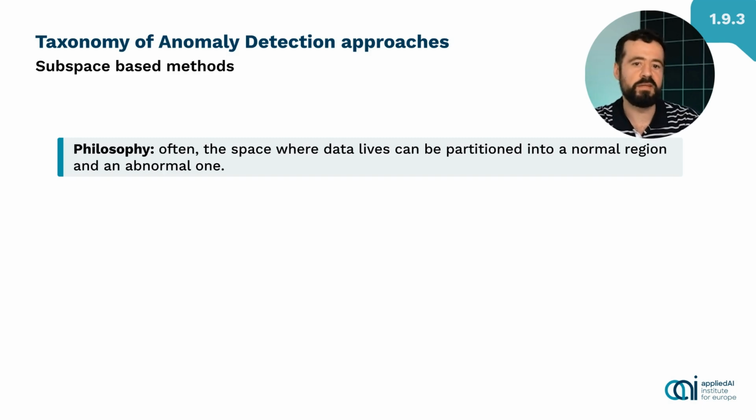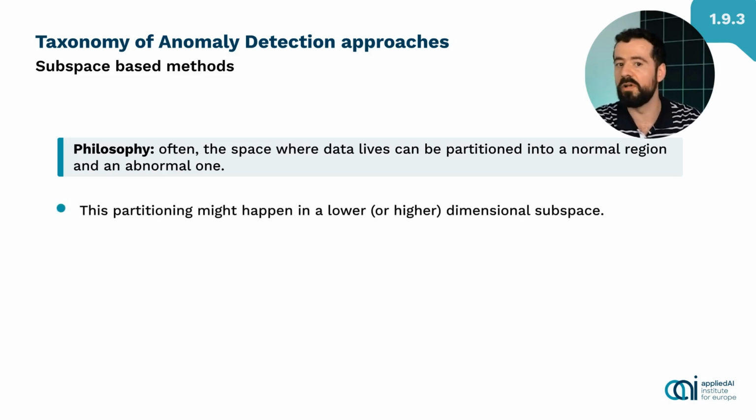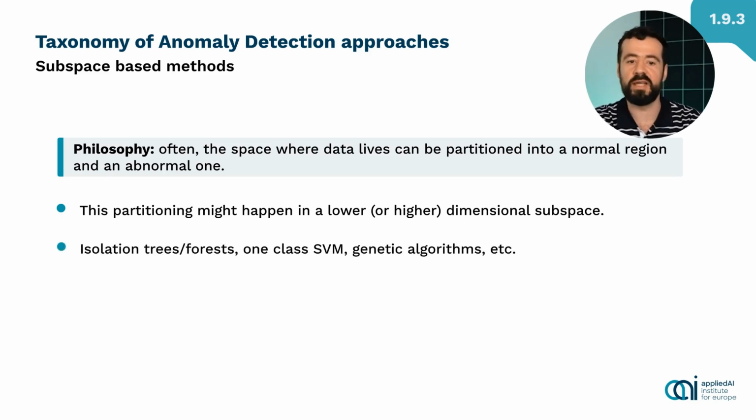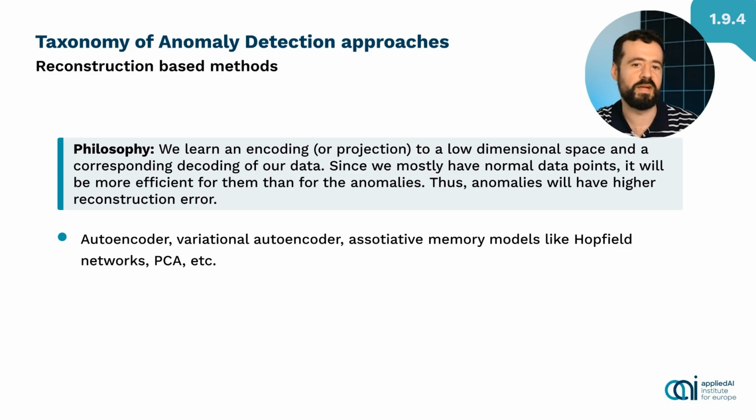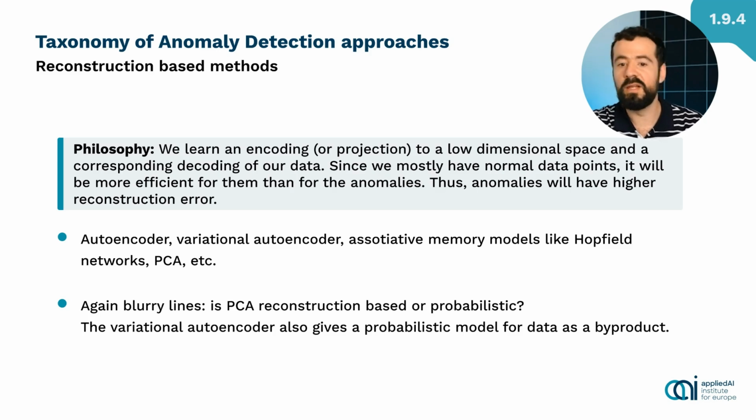Subspace-based methods follow the philosophy that the space where the data lives can be partitioned into normal regions and abnormal regions. This partition might happen in lower or even higher dimensional subspaces. And common examples of such an approach are the isolation trees, which we will also see in this workshop. Another very popular approach are so-called reconstruction-based methods. The philosophy here is to first learn to compress the data, usually by mapping it into a lower dimensional space, then reconstructing the original input from this compression. Typical examples are autoencoders or their probabilistic variant, variational autoencoders, associative memory models like Hopfield networks, or the principal component analysis. Again, we see the blurry line. PCA can equally well be counted as a probabilistic method. The same holds for the variational autoencoders.